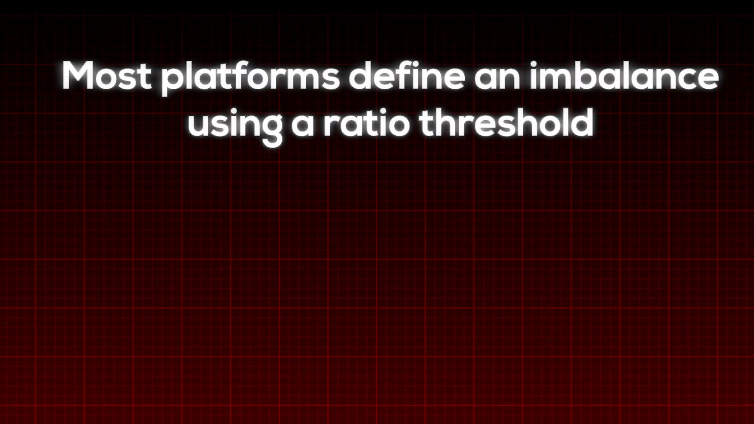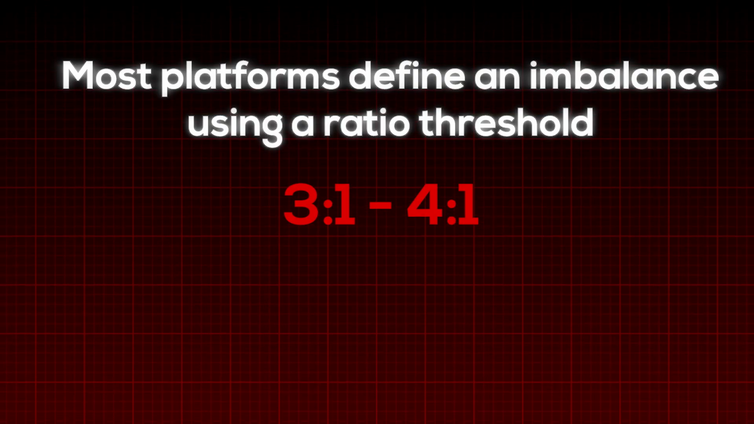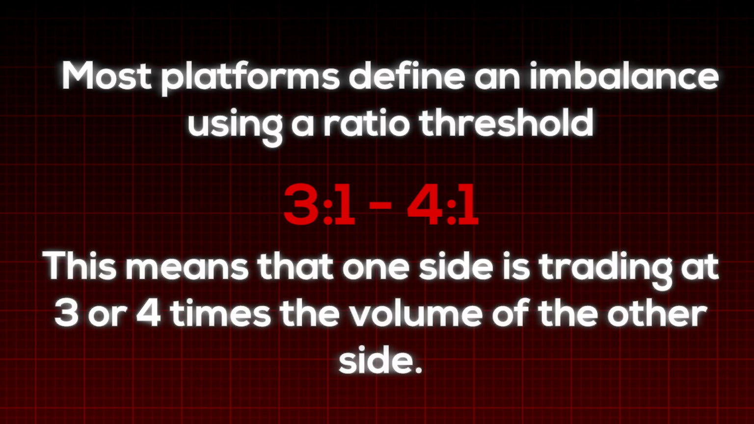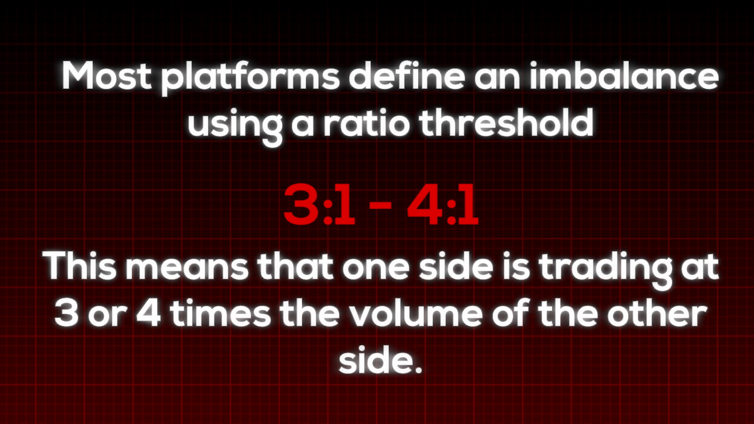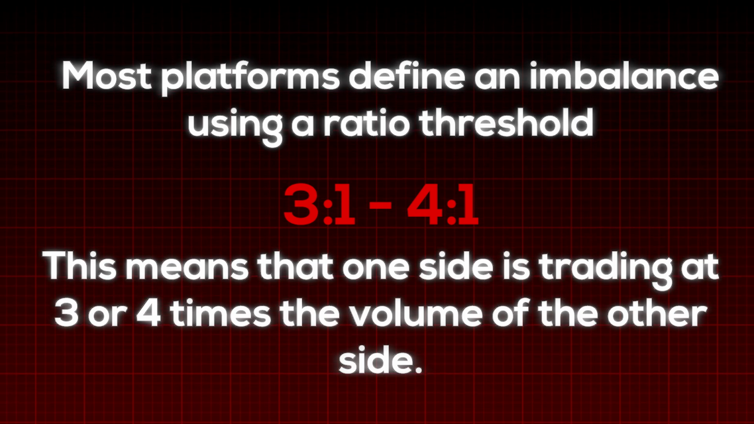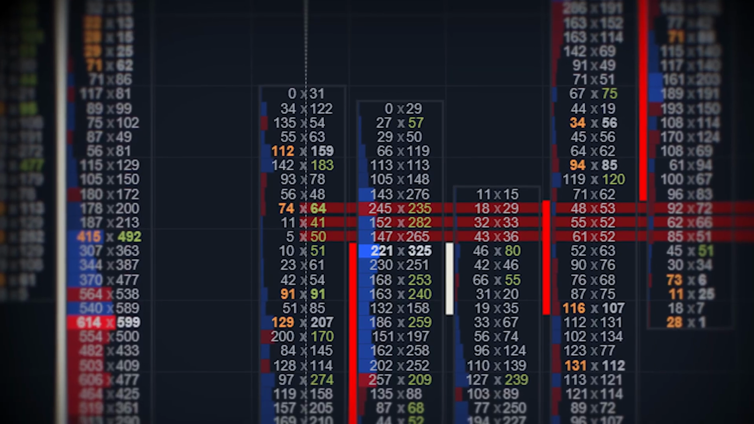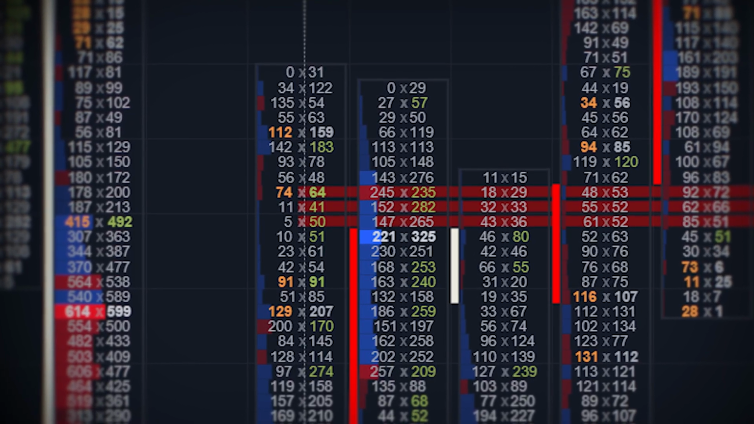Most platforms define an imbalance using a ratio threshold. For example, 3-to-1 or 4-to-1. This means that one side is trading at 3 or 4 times the volume of the other side at adjacent levels. An imbalance highlights localized initiative dominance. It tells us that one side was significantly more aggressive at that moment. When multiple imbalances stack consecutively in one direction, this shows strong initiative pressure pushing through the order book.